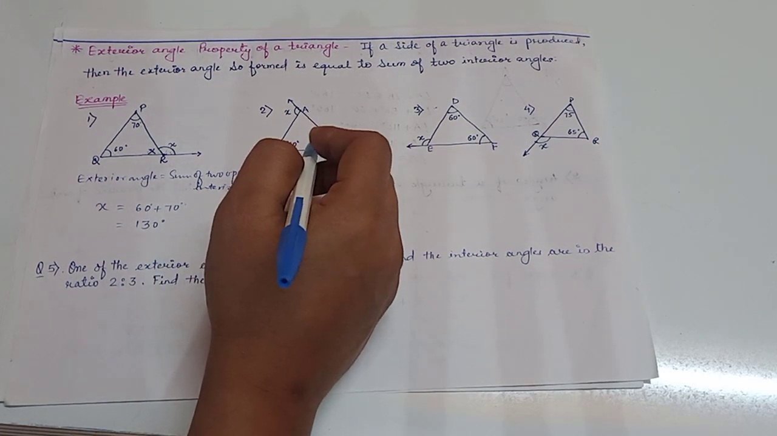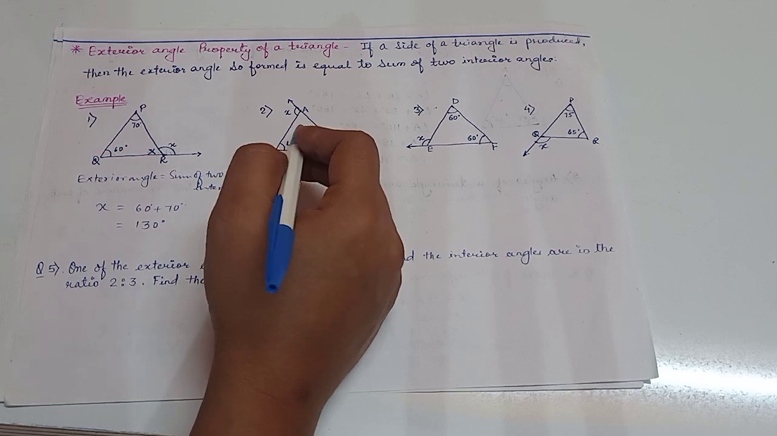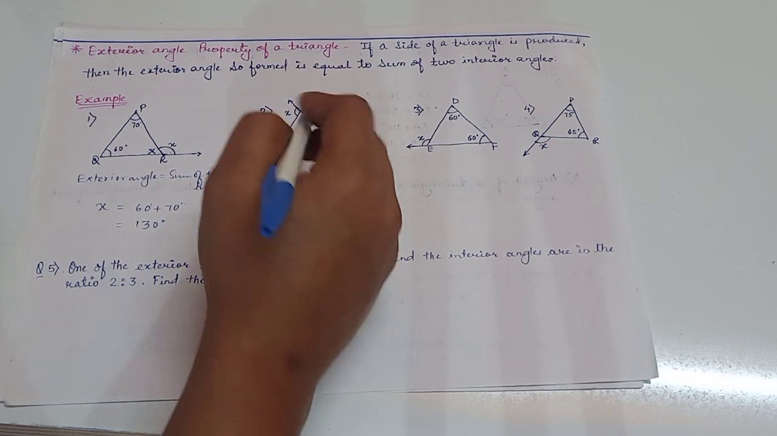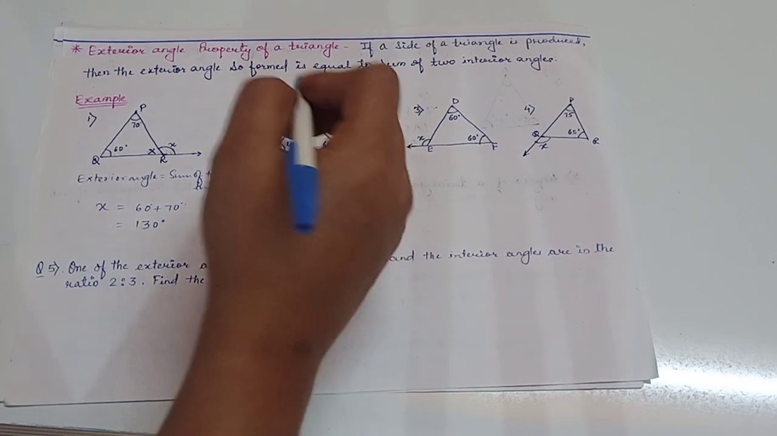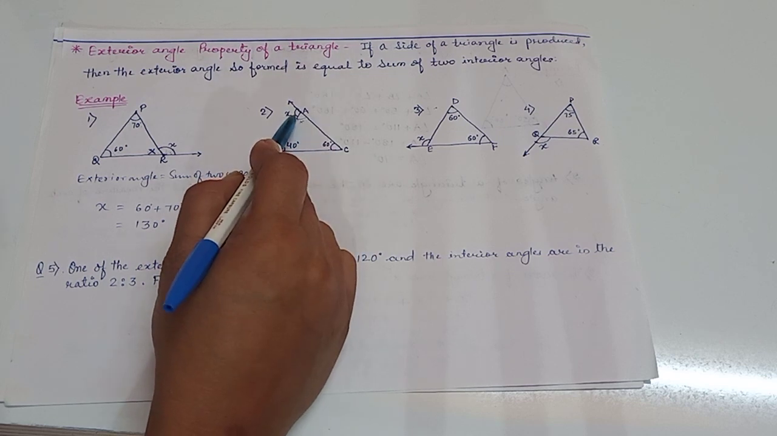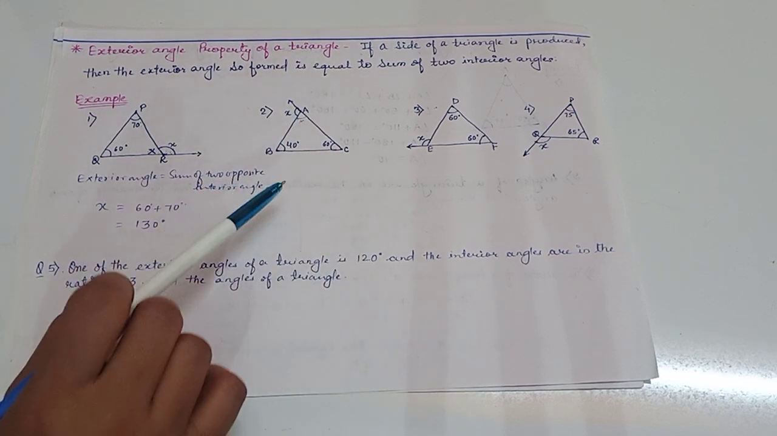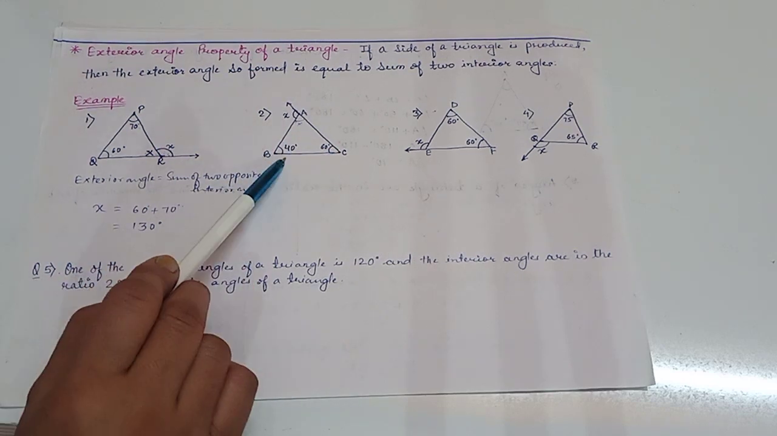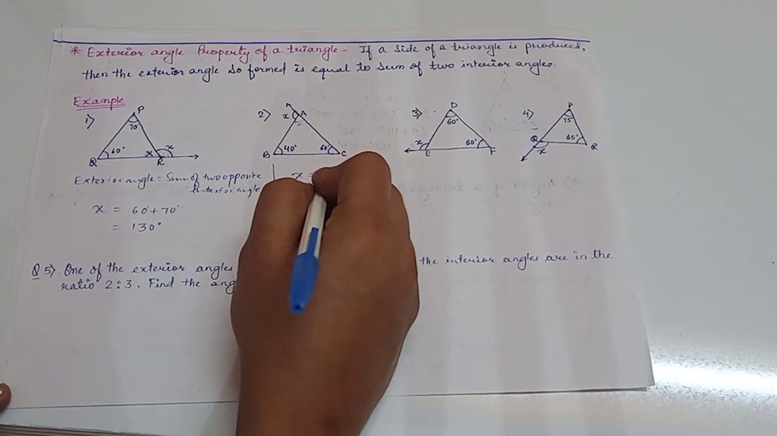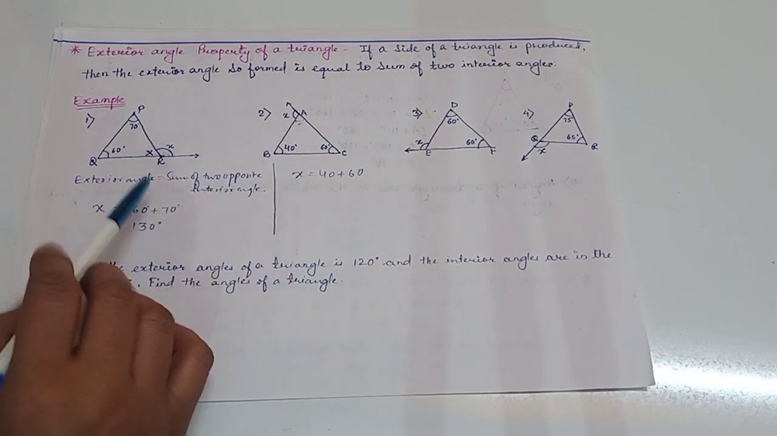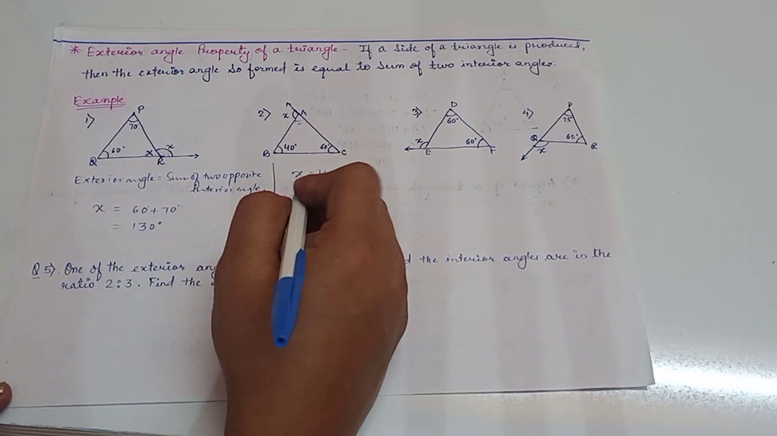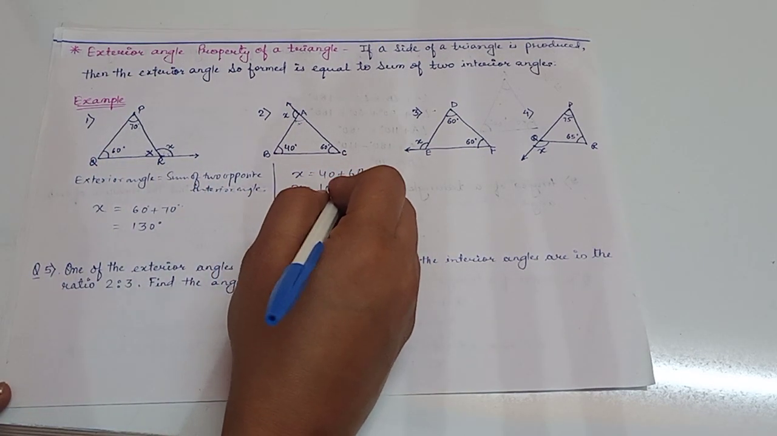Next, again we can similarly find this angle. Here x is exterior. So here we can simply add these two. We will not consider this angle. We will consider these two opposite interior angles. So the exterior angle is equal to the sum of these two opposite interior angles, 40 and 60. So here also x will be equal to 40 plus 60, as we know that the exterior angle is equal to the sum of two opposite interior angles. So here x is equal to 100 degrees.